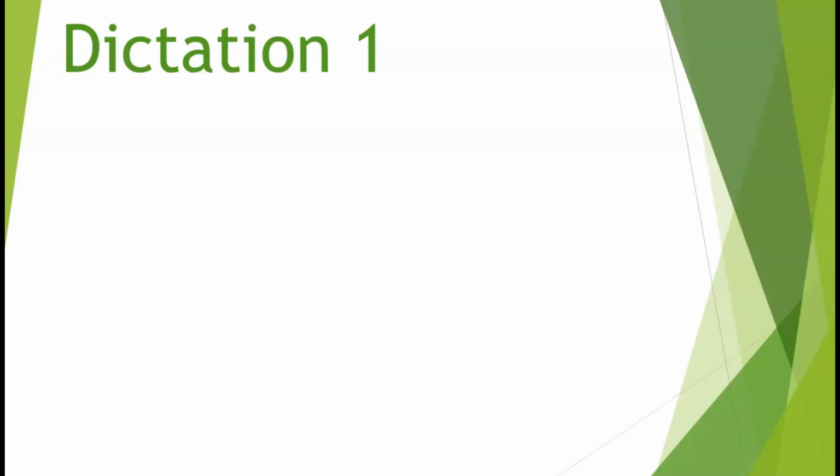This is dictation number 1. Now, I will say it once all the way through, and then I will repeat it 2 more times, but slower. Okay, dictation 1. I saw your dog sitting by the table, period. I saw your dog sitting by the table, period.